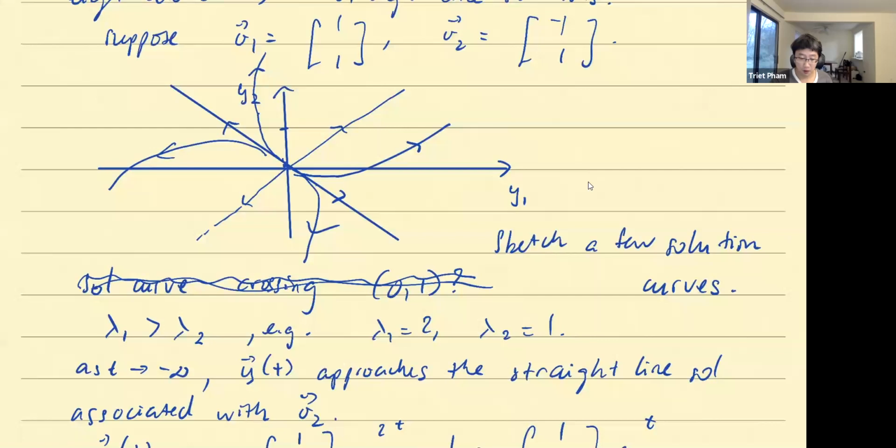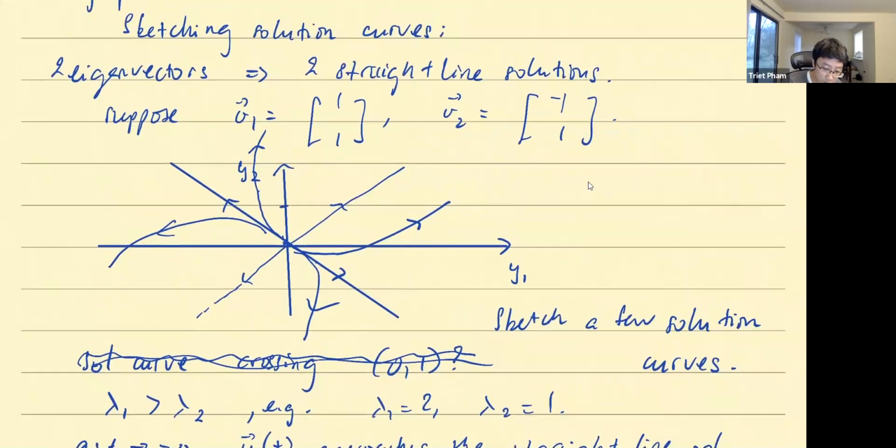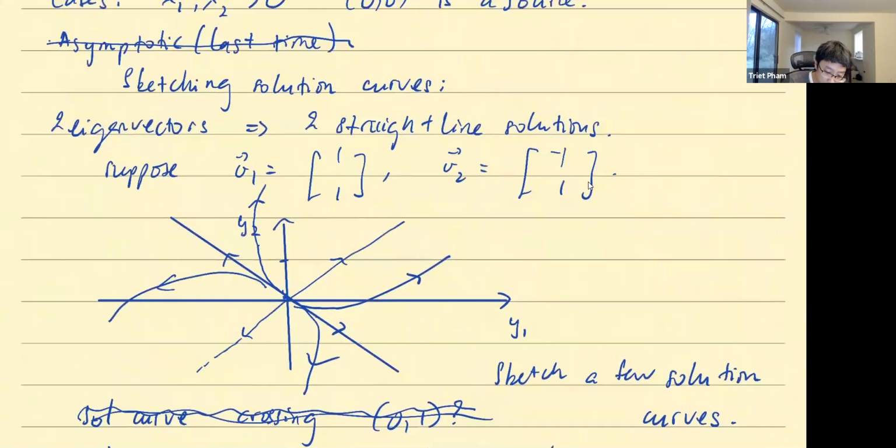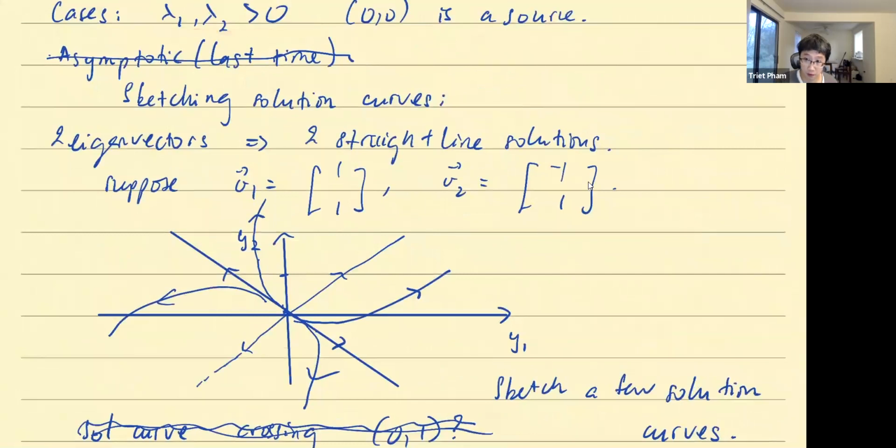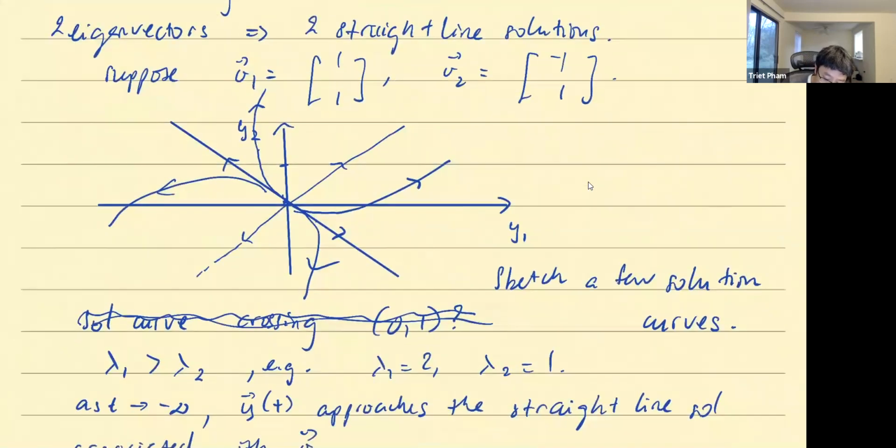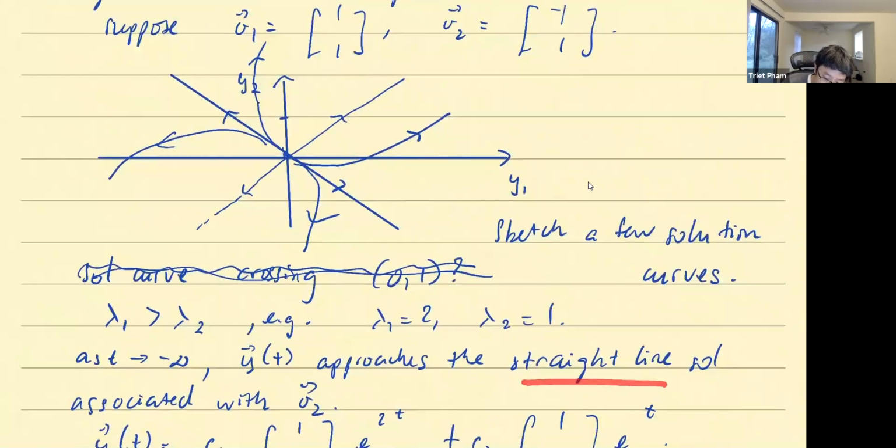Is that okay? So that's what I want to correct about what I said last time for the case lambda 1, lambda 2 positive. You sketch the solution by tracing what straight line solution it is close to when t goes to minus infinity. And starting from there, it goes out and diverges out. Any question on this part?